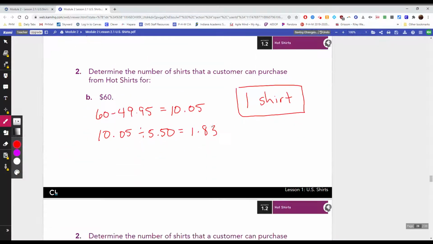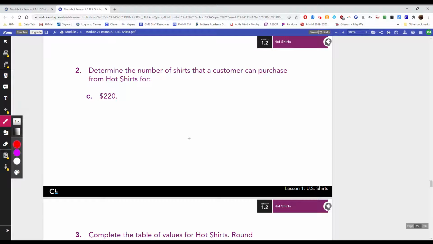For C, $220. I'm going to save some time and not go through that work. You should have found that they can buy 30 shirts at this store for $220.